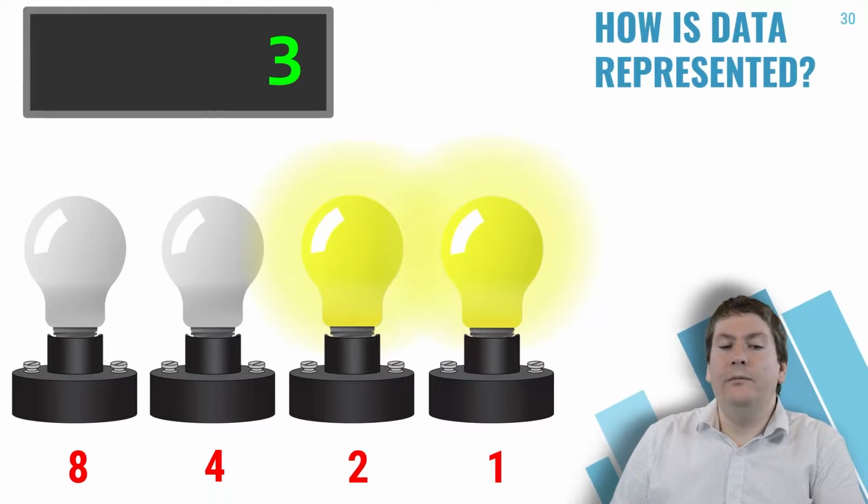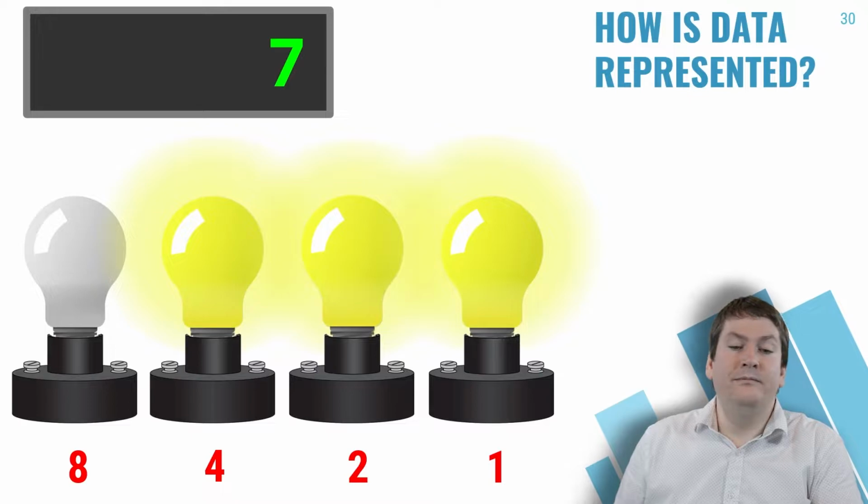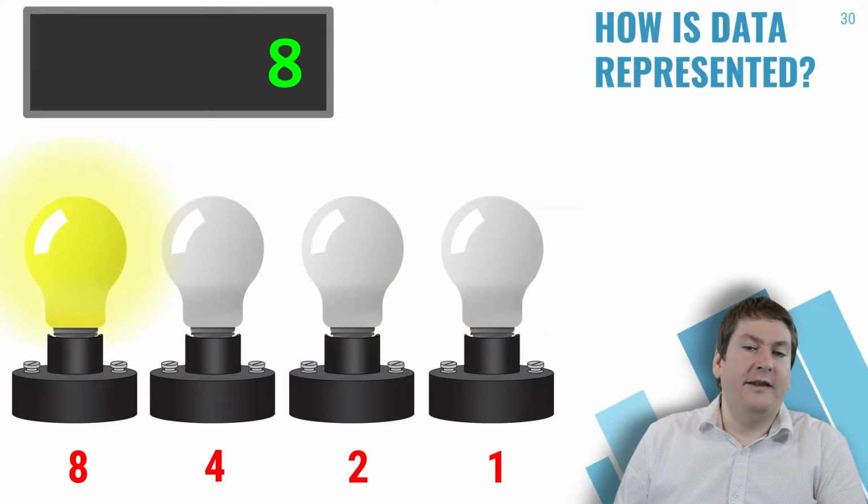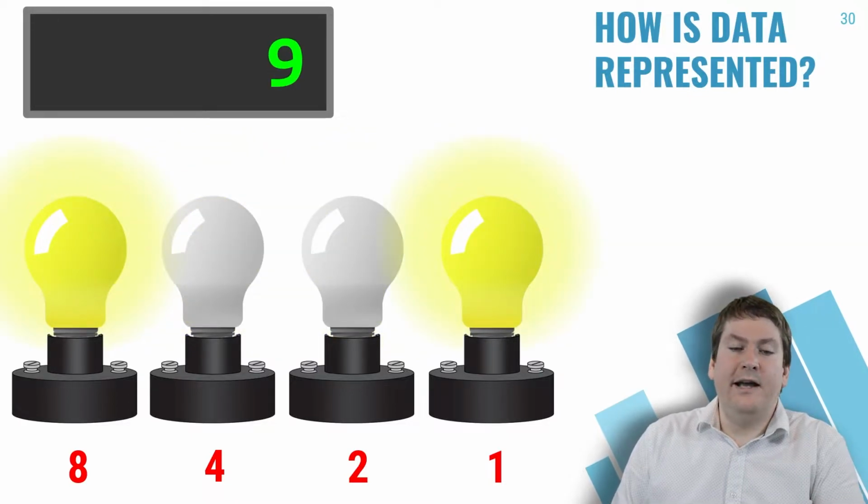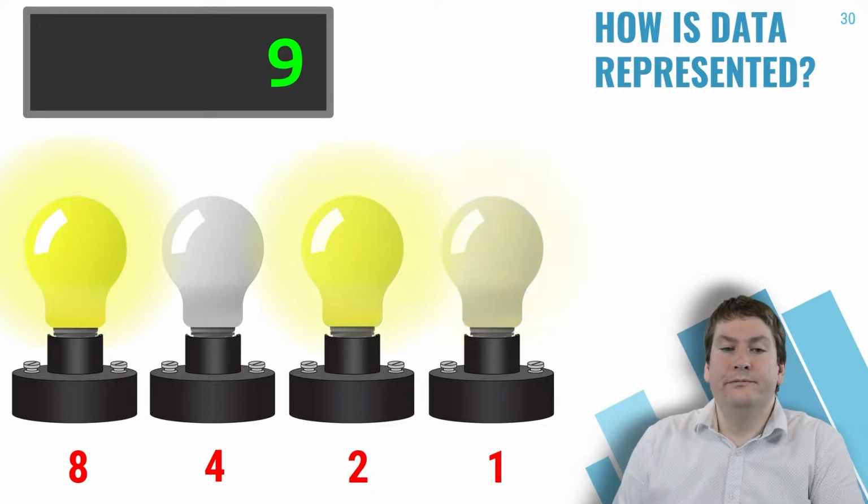Now if we wanted 4, that's going to be easy enough. There's a 4 light. If we want 5, then we turn on the 1 light. So 4 plus 1 is 5. To get 6, it's 4 plus 2. To get 7, it's 4 plus 2 plus 1. To get 8, we just turn on the 8 light. To get 9, we turn on the 8 and the 1 light. And so on in this pattern.